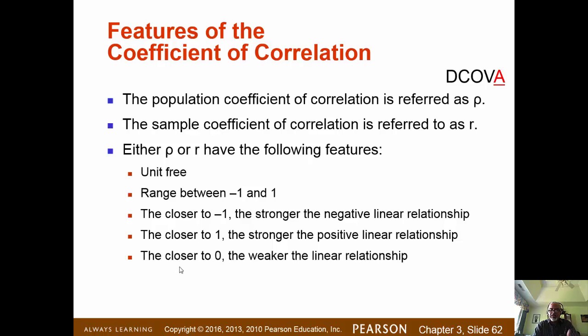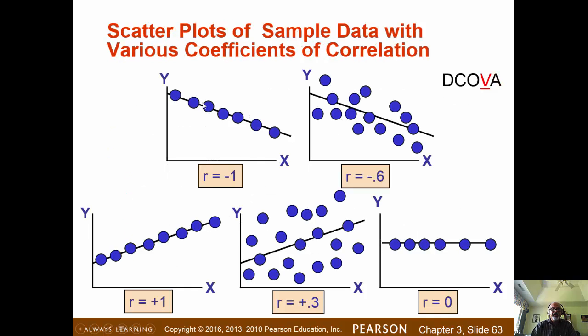So let's look at this in a graph format. So here is an example where all the points are smack on the line. So you get r equal to minus 1 here.